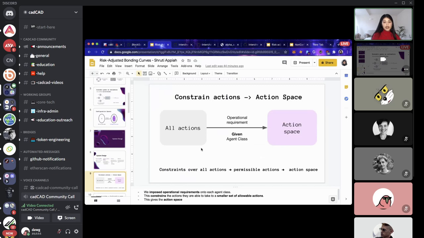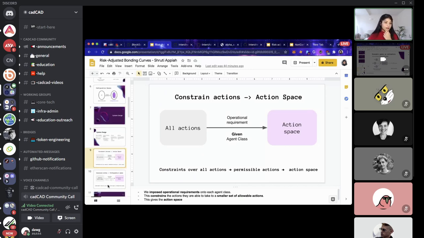So basically, agents cannot take actions that are outside of what they're allowed. For example, if you only hold 10 tokens, you can't make a bond action, or I mean a burn action, with 80 tokens, right? So it's just not permitted. And by imposing this operational requirement, we remove all of those possibilities and we arrive at a much smaller action space, which we can deal with in a cleaner fashion.